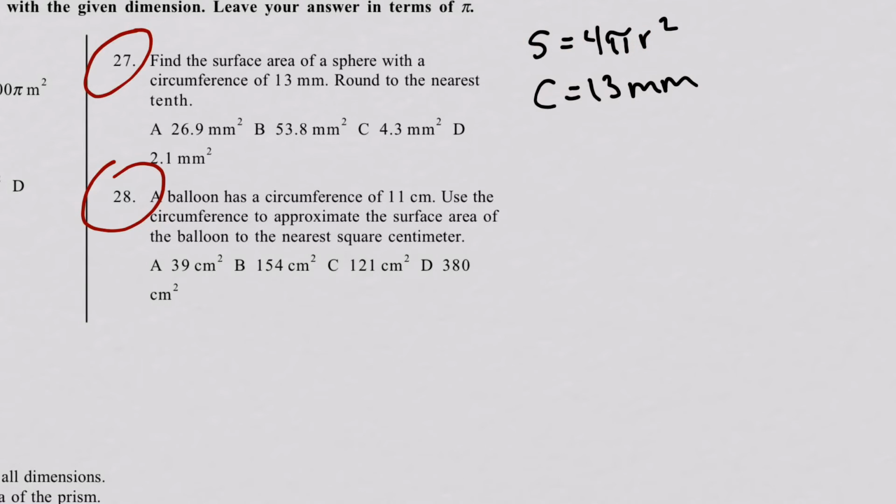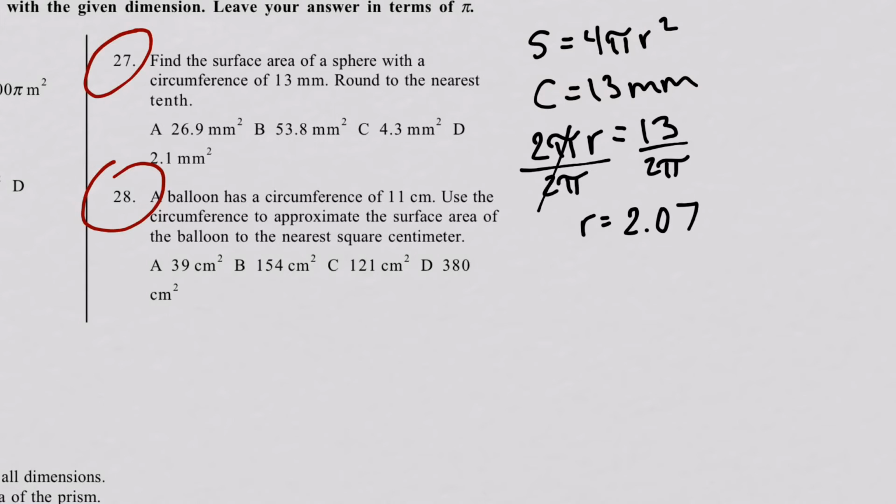Okay. The formula for the circumference is 2 pi r. So what I'm going to do is say 2 pi r is equal to 13 millimeters, because that's what they told me, the circumference is equal to 13 millimeters. Solve for r by dividing by 2 pi. These cancel, so r equals 13 divided by 2 times pi. 2.07 is what I get. Use that r and plug it into the surface area formula. 4 pi r squared, with r 2.07. And that's your final answer.